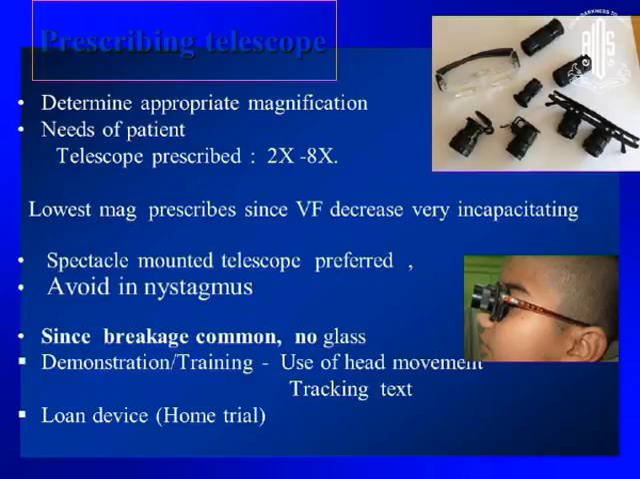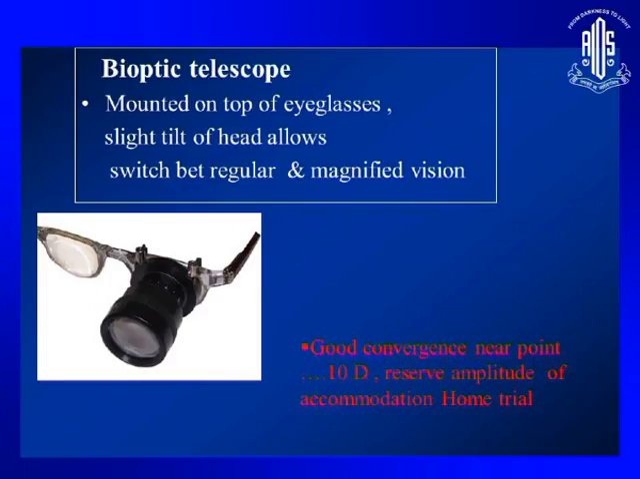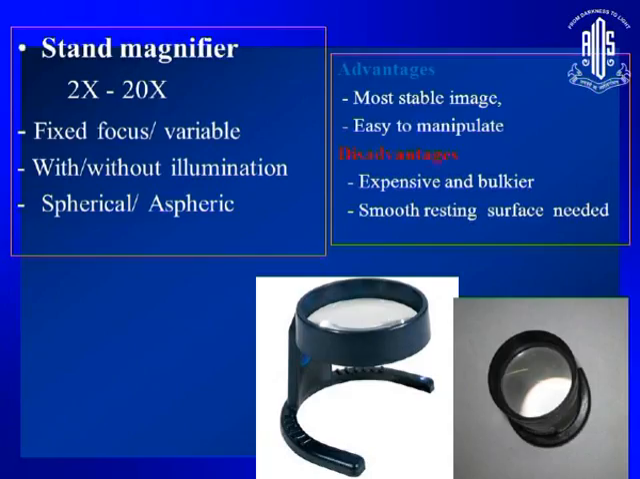Also make sure they have a reasonably good field while prescribing a telescope. The telescopes can also be fitted to a spectacle frame because this leaves the child's hands free. They can also look at the board, they can try to write, they can try to read. Giving a handheld telescope actually restricts the child's mobility in a classroom because practically in a classroom this will not work.